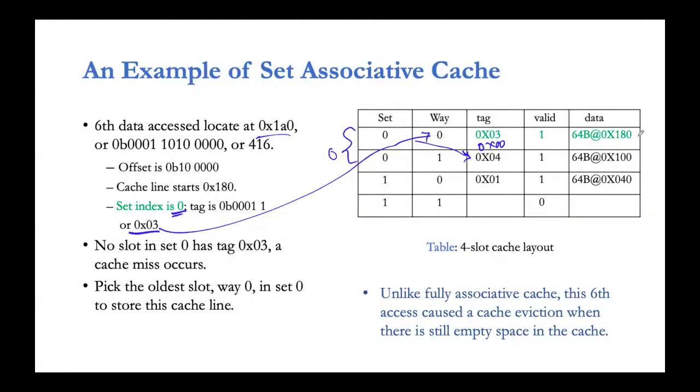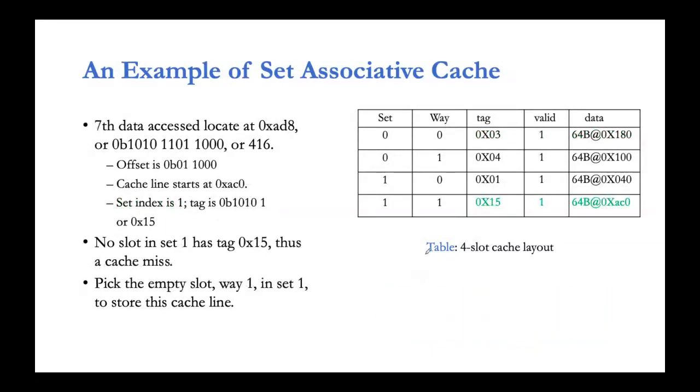So on a first come first serve basis, the first frame becomes evicted. This will become evicted and give space to the new tag address. So unlike your fully associative cache, this sixth access caused a cache eviction when there is still empty space in the cache, because this space is still empty. Whereas in fully associative, this will not take place.